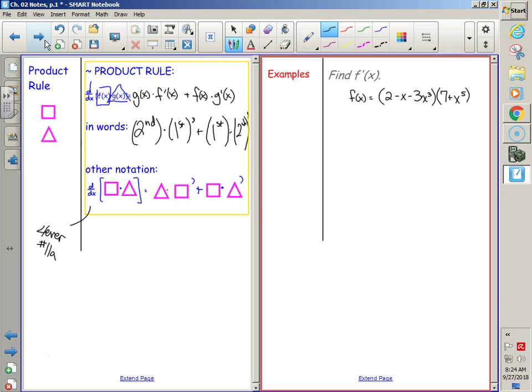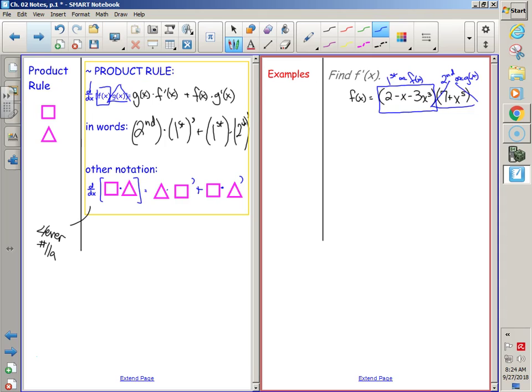Now, if I were you with your colored pen, I would do one of three things. I would either name this guy first and this guy second, or I would name this guy f of x and name this guy g of x, or I would do a box and I would do a triangle. You guys choose one.